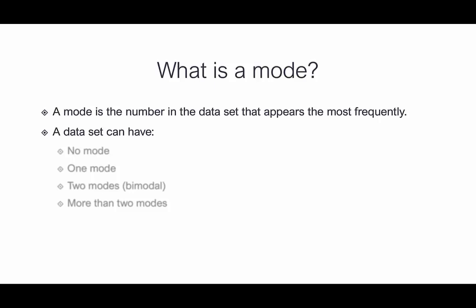A data set can have no mode, so if we had a data set containing 1, 2, 3, and 5, we would say this data set has no mode because no value appears more than all of the other values.